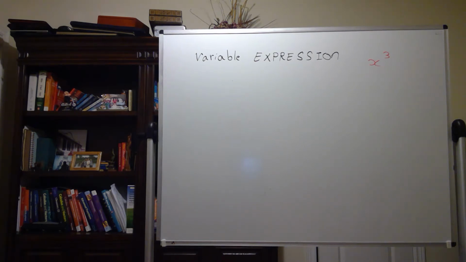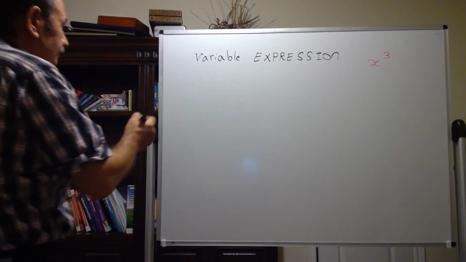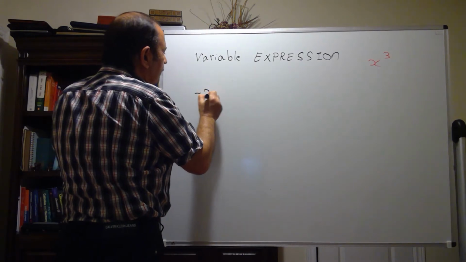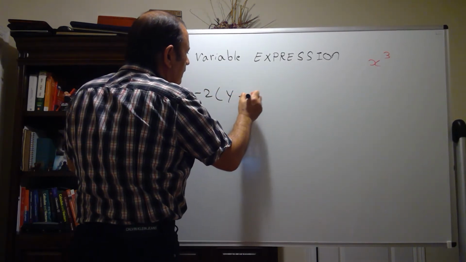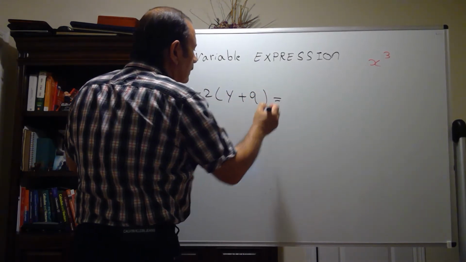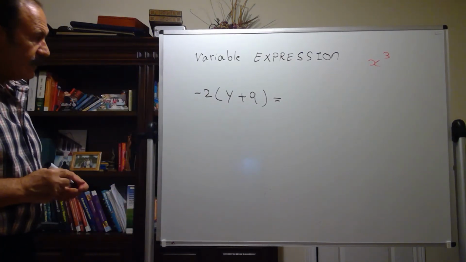Let's do this one. Minus 2, minus 2y plus 9. Okay, we want to simplify this variable expression.